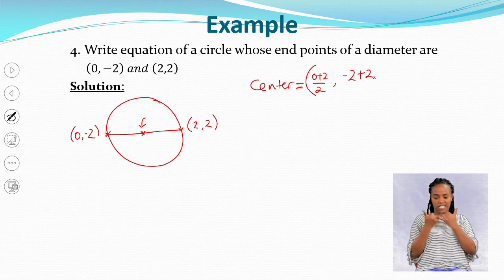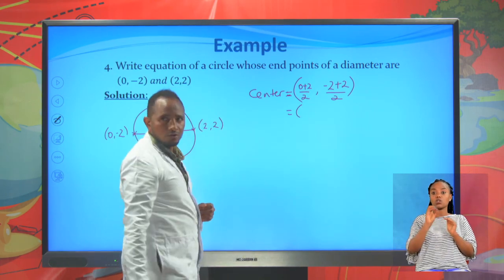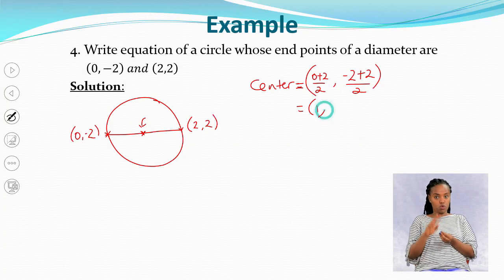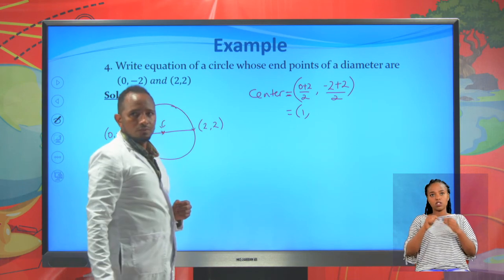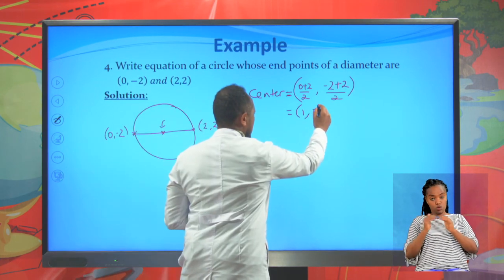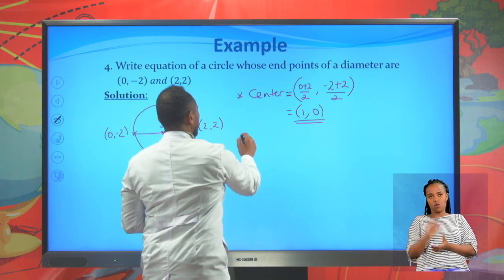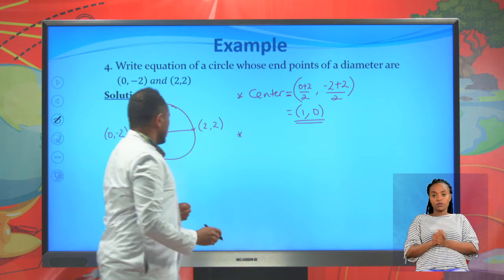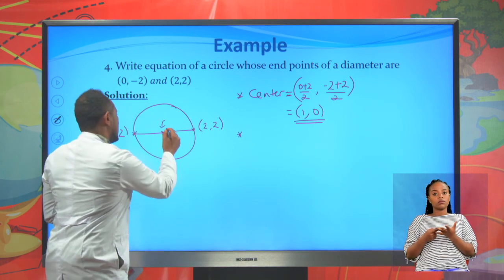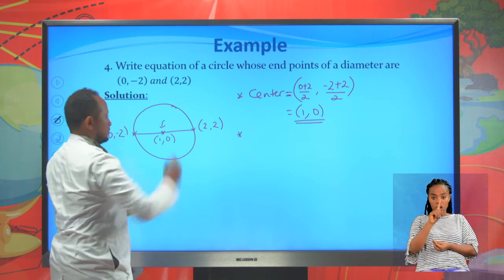-2 + 2 divided by 2. So the center of the circle will be (0 + 2)/2, which is 1, comma, (-2 + 2)/2, which is 0. The center is this one. So the center is at 1, 0.